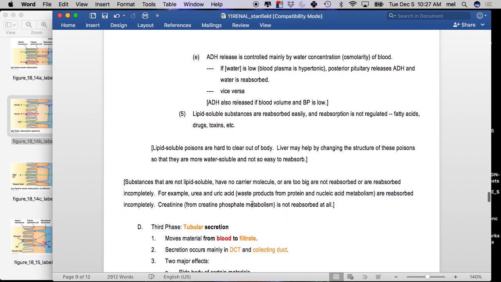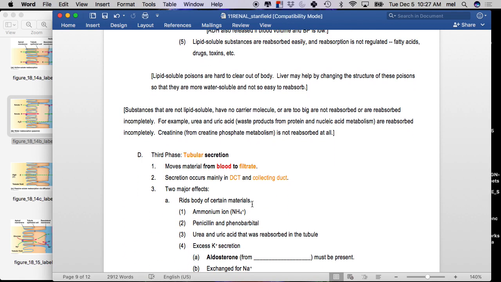All right, so what about toxins? If lipid-soluble toxins exist, they're hard to get out of the body unless the liver changes them to be less lipid-soluble, and then the kidneys. So those two work together.